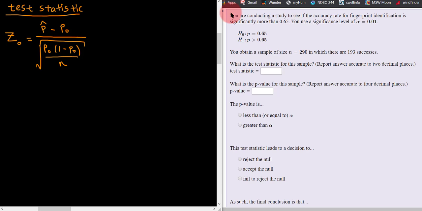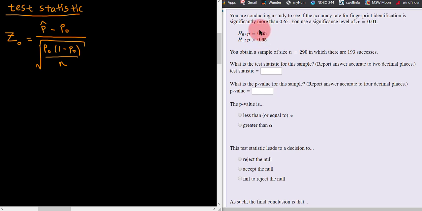Let's do an example from the homework to illustrate a hypothesis test for the population proportion. You are conducting a study to see if the accuracy rate for fingerprint identification is significantly more than 0.65. You're going to use a significance level of 1%. Okay, they've got the hypothesis, the null and the alternative, already stated for us.